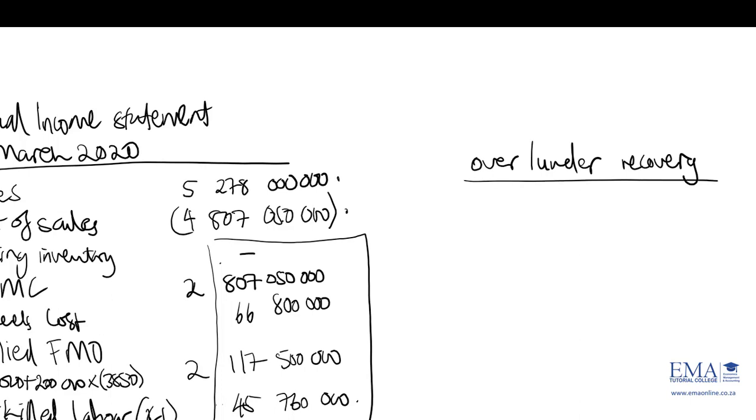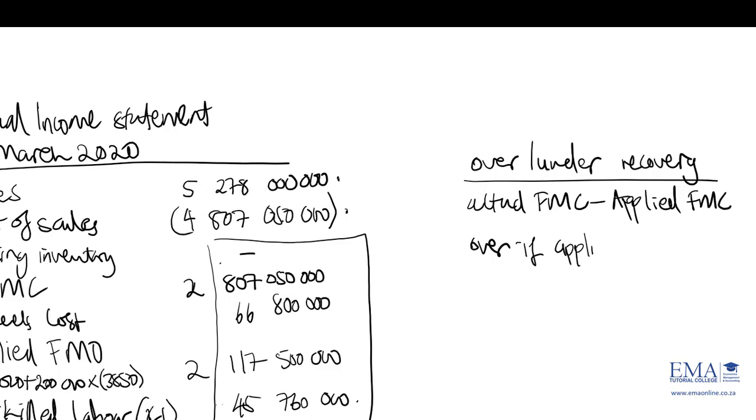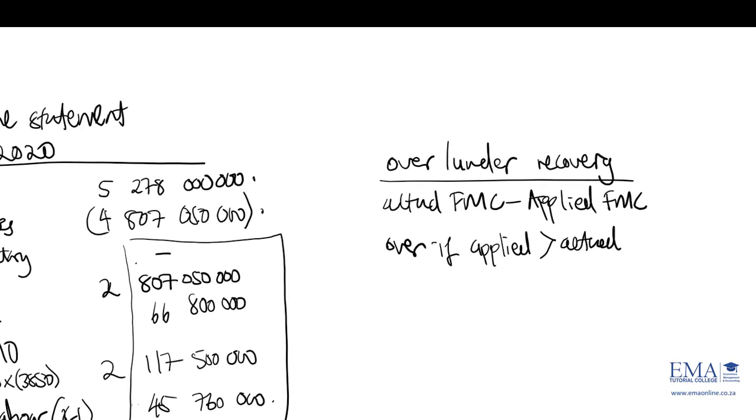Okay, so over or under recovery is simply the difference between your actual fixed manufacturing cost and applied fixed manufacturing cost. So we call it an over application if applied is greater than what? Than actual. And an over application must be added back, right? You must add it back.